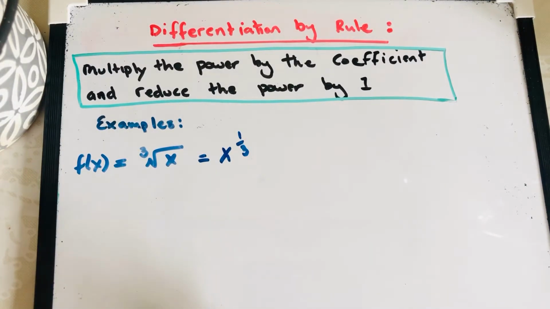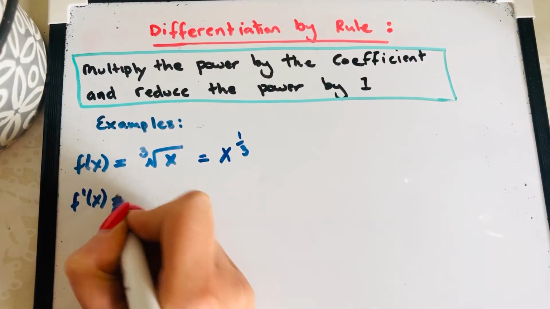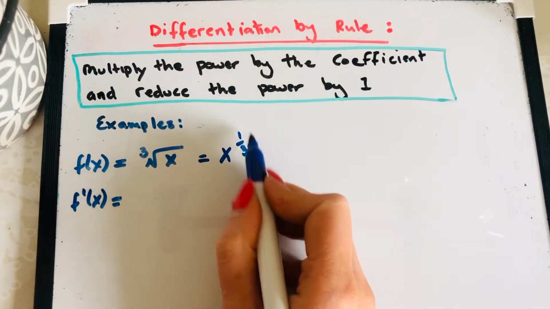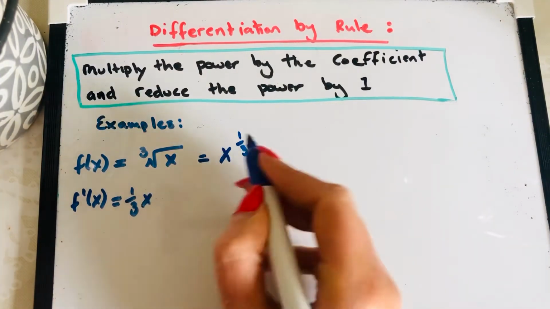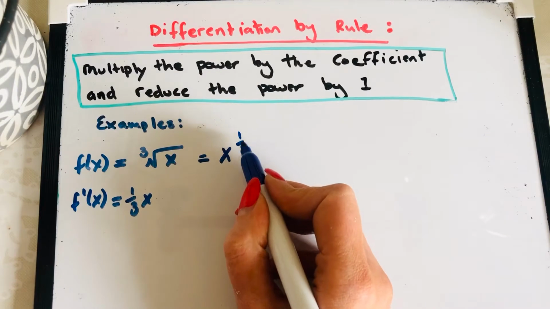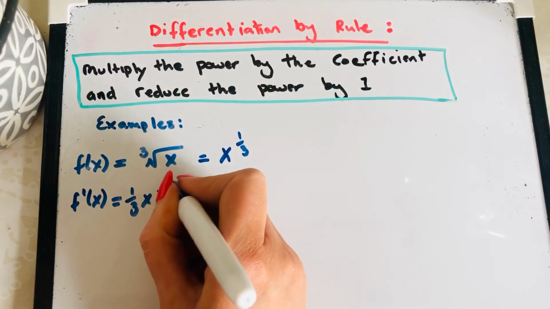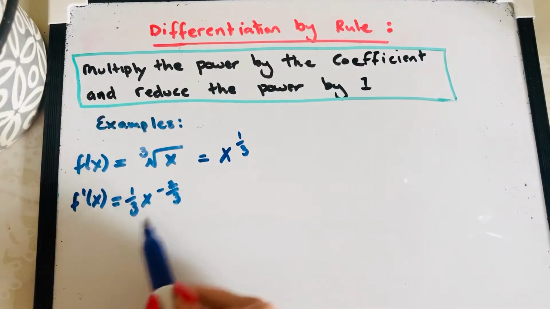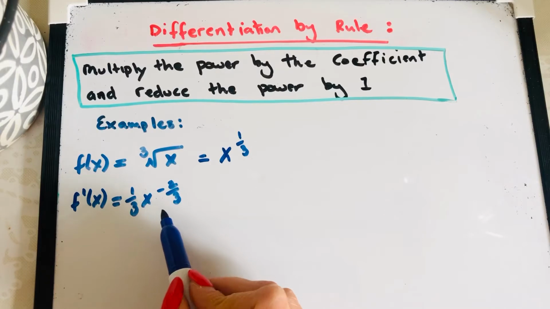Next, let's differentiate this. So we have f dashed of x. Well, you bring down your power of 1/3 to the front, so here's our 1/3. There is our x, and we reduce its power by 1. So 1/3 minus 1 is -2/3. This is the function differentiated, however, we need to tidy it up.